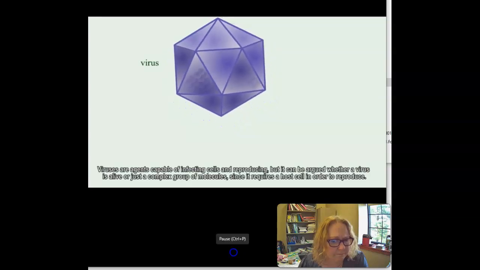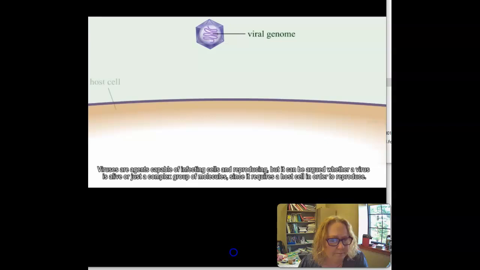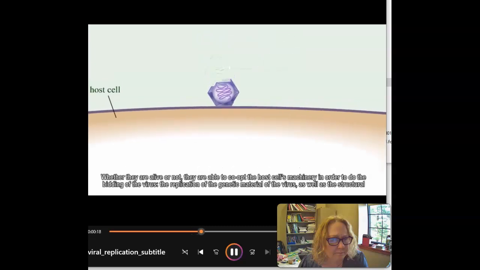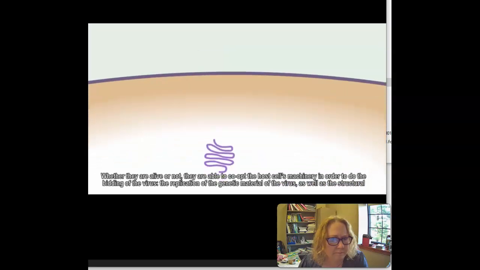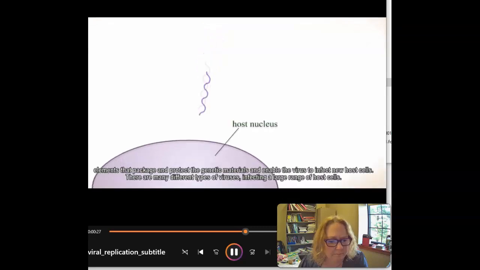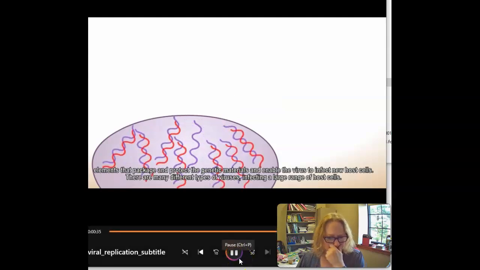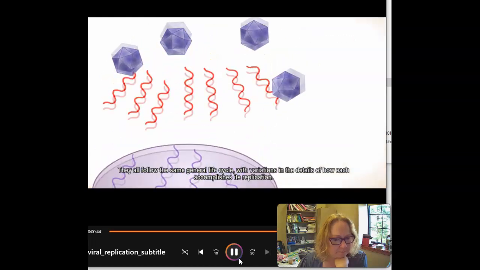Viruses are agents capable of infecting cells and reproducing, but it can be argued whether a virus is alive or just a complex group of molecules, since it requires a host cell in order to reproduce. Whether they are alive or not, they're able to co-opt the host cell's machinery in order to do the bidding of the virus, the replication of the genetic material of the virus, as well as the structural elements that package and protect the genetic materials and enable the virus to infect new host cells. There are many different types of viruses infecting a large range of host cells. They all follow the same general life cycle with variations in the details of how each accomplishes its replication.